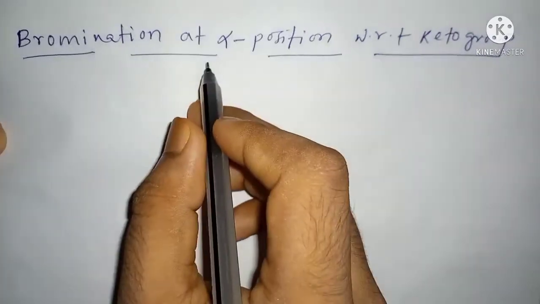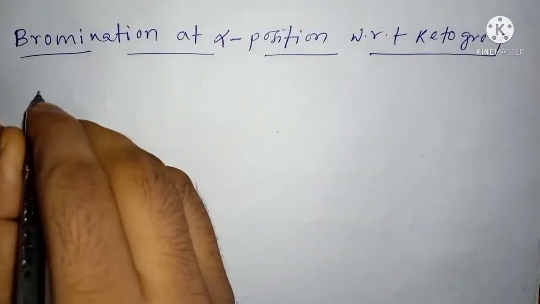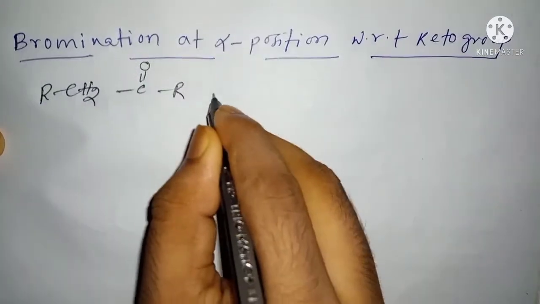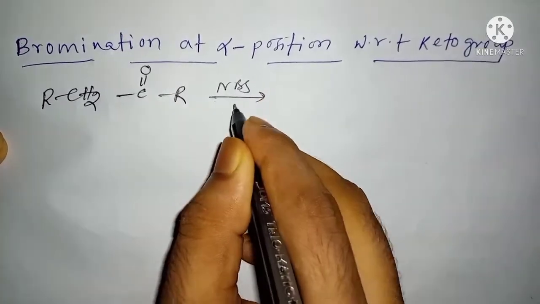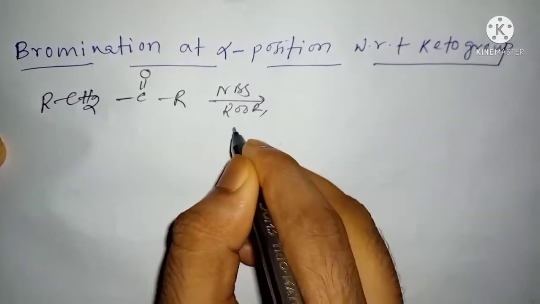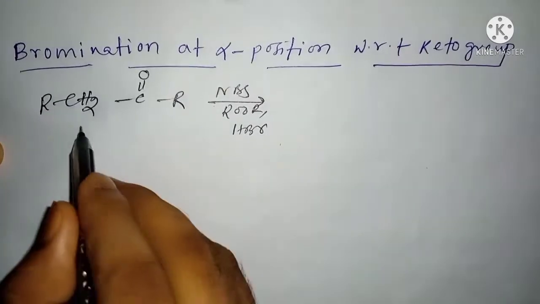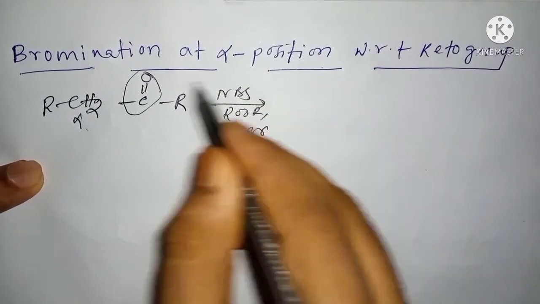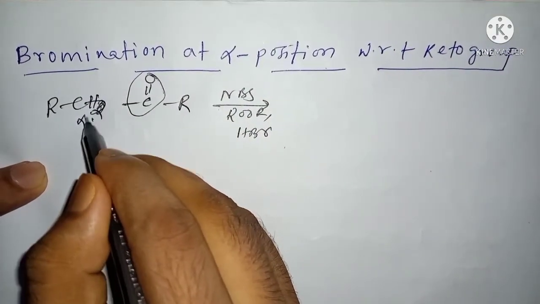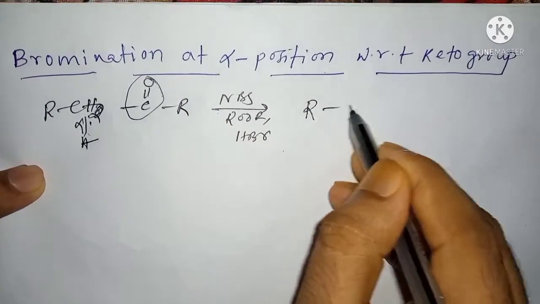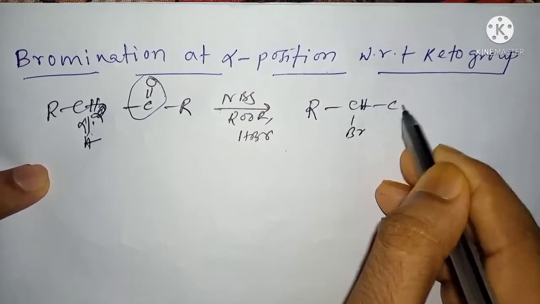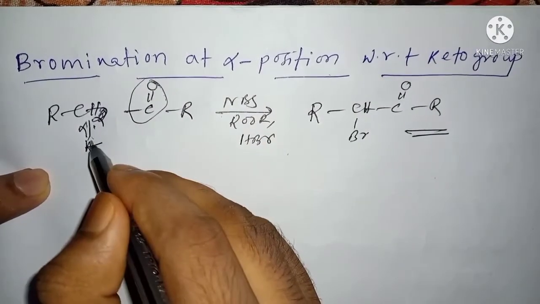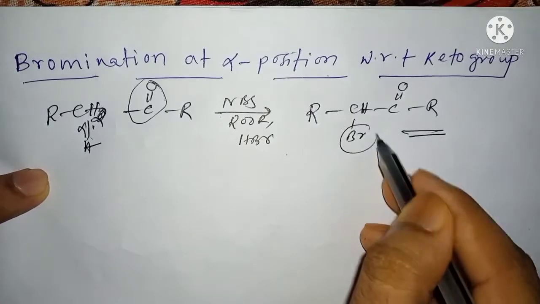Second, I discuss bromination at the alpha position with respect to the keto group. Now an example: R-CH2-C=O-R. This is the keto group, in the presence of NBS, peroxide or ROOR, HBr. So this is the alpha position and this is the keto group. At the alpha position to the keto group, bromination occurs: this hydrogen is replaced by bromine. So it forms CHBr-C=O-R. This is the product. So check the alpha position of the keto group, and the alpha hydrogen is replaced by bromine.